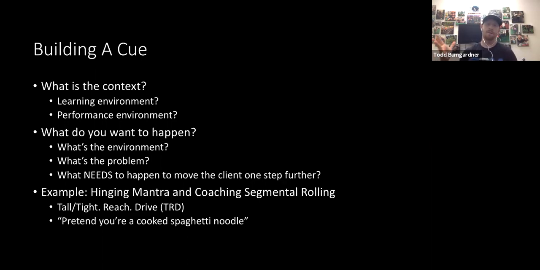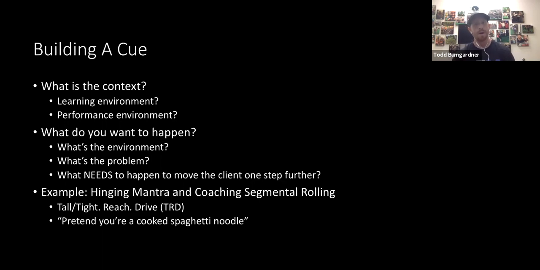So we have to think about, what is the environment we're in? Do we need cues for a learning environment and a performance environment? Are you trying to get someone to understand their body in space? Or is this something where we're going to go out and try to kick some ass? What is the issue? What is the exact thing that you're trying to correct? Is it someone being too rigid when they're trying to do something? Is it someone not understanding tension? Is it someone just not understanding the movement? And then what is the one thing that needs to happen to move this client one step further? That is what you build the cue around.